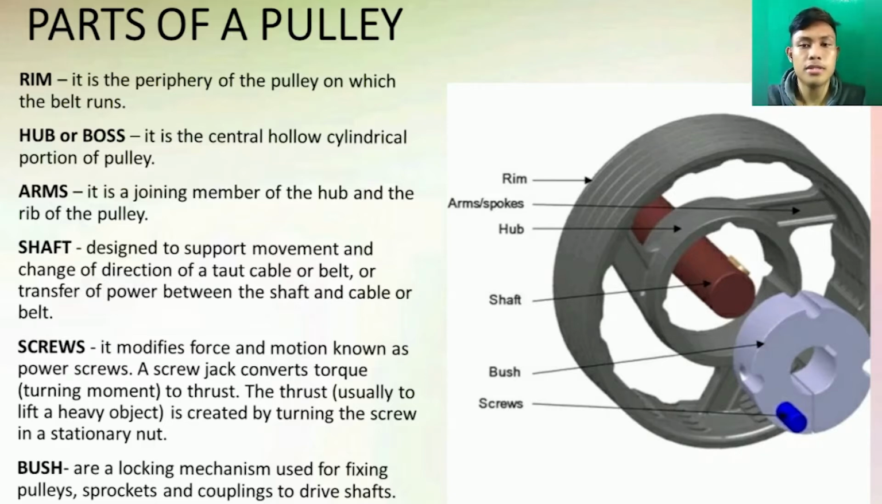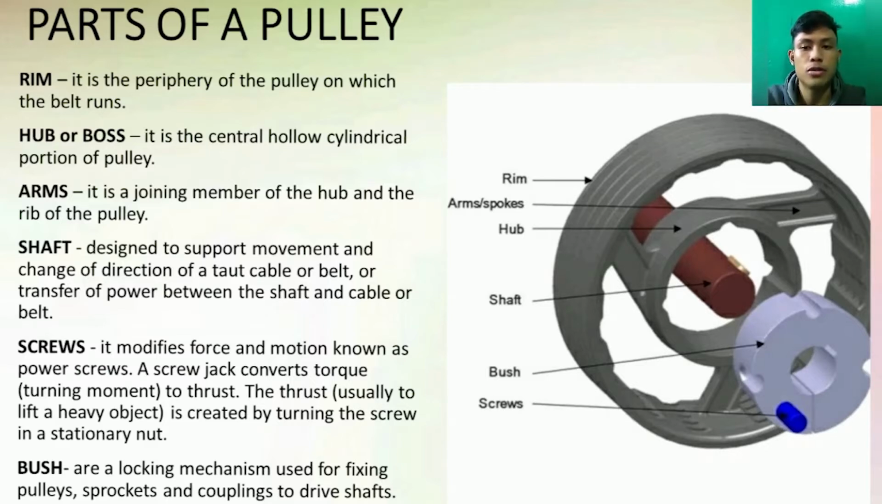The next part of the pulley is the hub or boss. It is the central hollow cylindrical portion of the pulley. The size of the bore on the hub corresponds to the diameter of the shaft. The hub is mounted on the shaft, and a keyway is provided to fasten the pulley to the shaft with the help of a key.